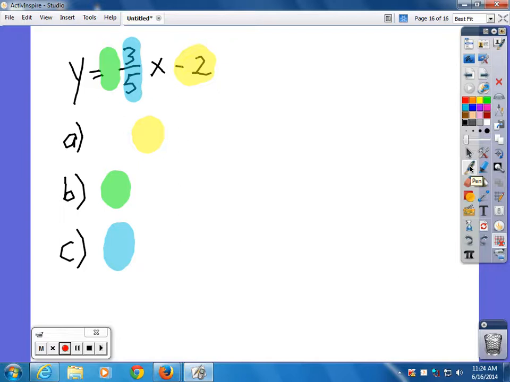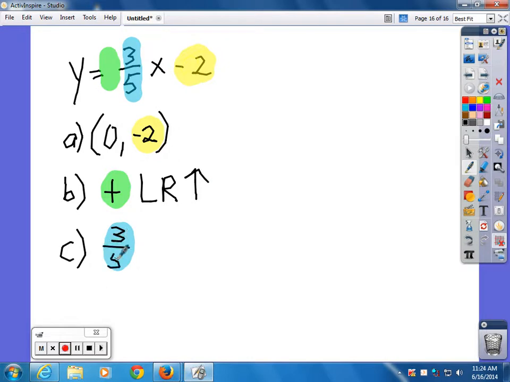All right, what's my y-intercept? And what is the sign of my slope? Left to right, what? And then what is my slope? 3/5. So we draw our handy dandy line. You're gonna make me start saying left, right, uphill. There you go. And 0, -2 will be right here.